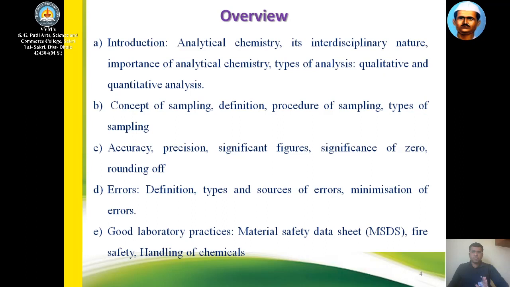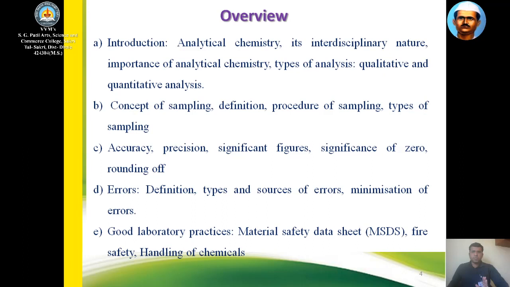Its definition is also included here. Interdisciplinary nature. Interdisciplinary means more than one discipline. That may be botany or zoology, that may be chemistry and physics, that may be chemistry or botany. Okay, regarding different disciplines, it means it bridges different disciplines regarding analysis, its nature, and the importance of analytical chemistry.